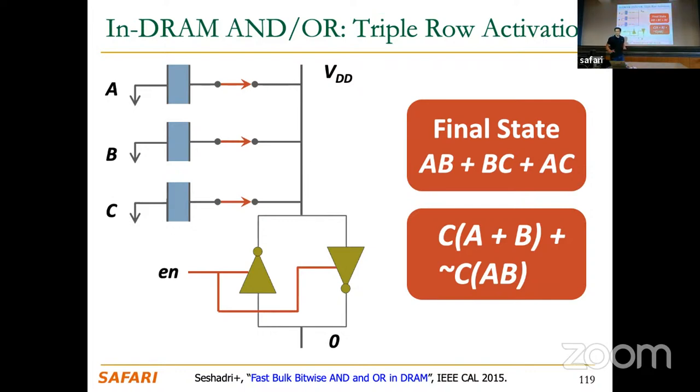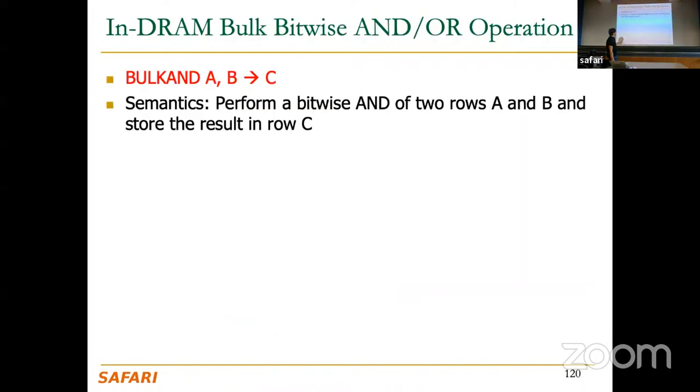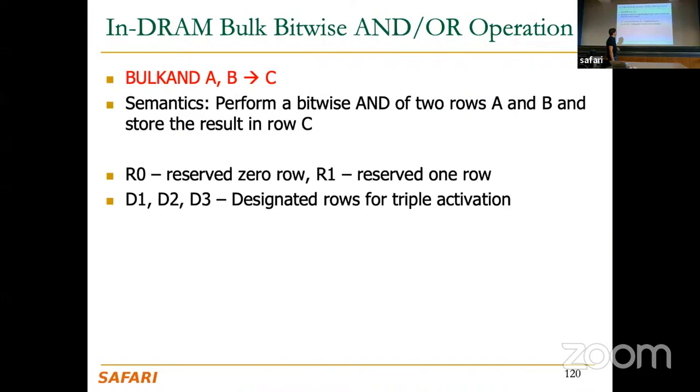Okay, the basic idea must be clear. As you see, it's basically a majority operation, and this majority operation can be expressed as this combination of AND and OR. So by controlling the bits in row C, we can have AND and OR operations.